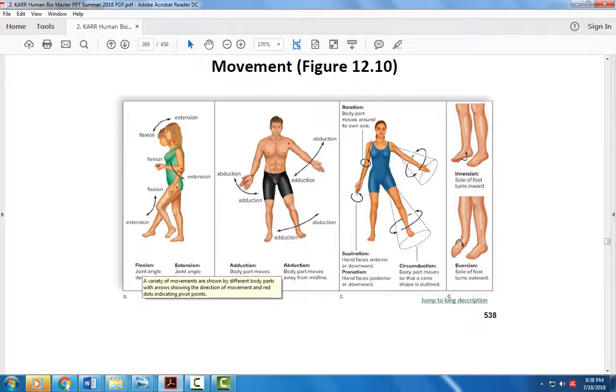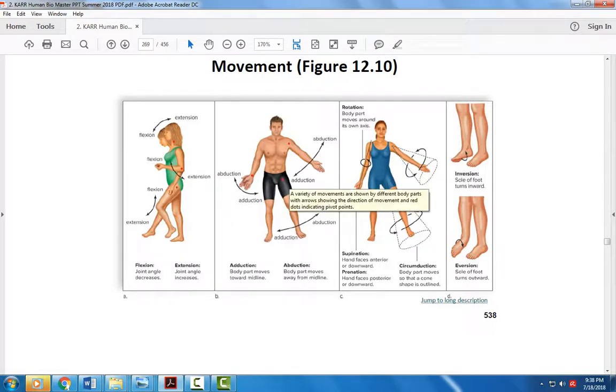Extension is when you're stretching out and pointing your toes. So that's taking it away from the midline or away from the main frame of the body. So we're making a larger joint angle when we're extending. Adduct means you're moving it toward the midline.